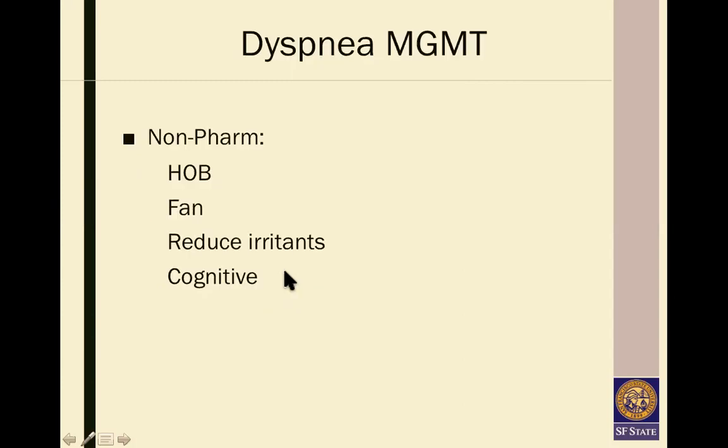How do we manage dyspnea? So non-pharmacologically, we'll put the head of the bed up. We can use a fan because the air on the face can hit our vagus nerve and it can actually make them feel like they're getting a lot of air and calm a patient down.